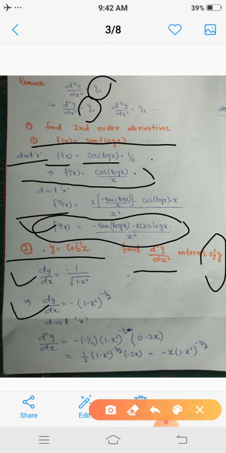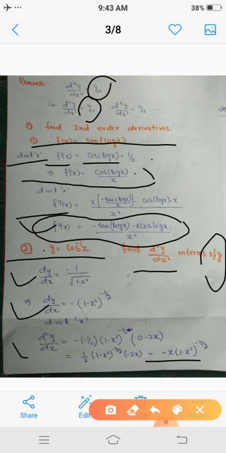Now we have to find the second order derivative, which implies that we have to differentiate this dy by dx again with respect to x. So we get d2y by dx square by using the x raised to power n formula. You know that the differentiation of x raised to power n is n x raised to n minus 1, which implies that by considering 1 minus x square as x and n as minus 1 by 2, you get minus x into 1 minus x square raised to power minus 3 by 2 as the second order derivative.